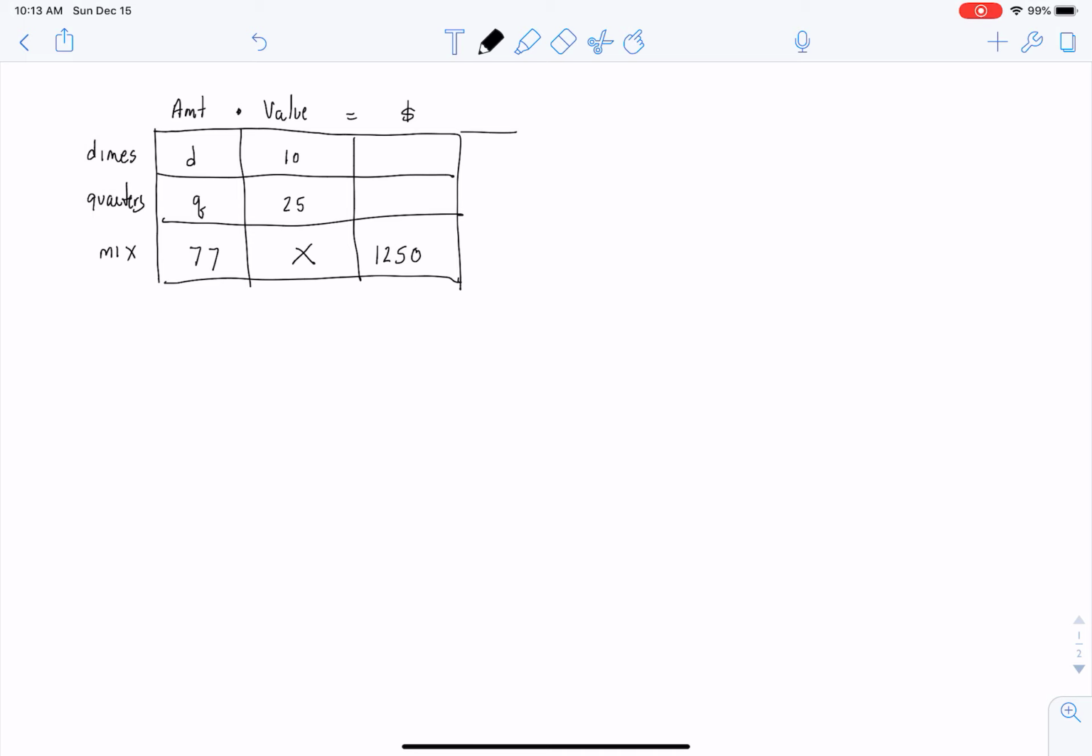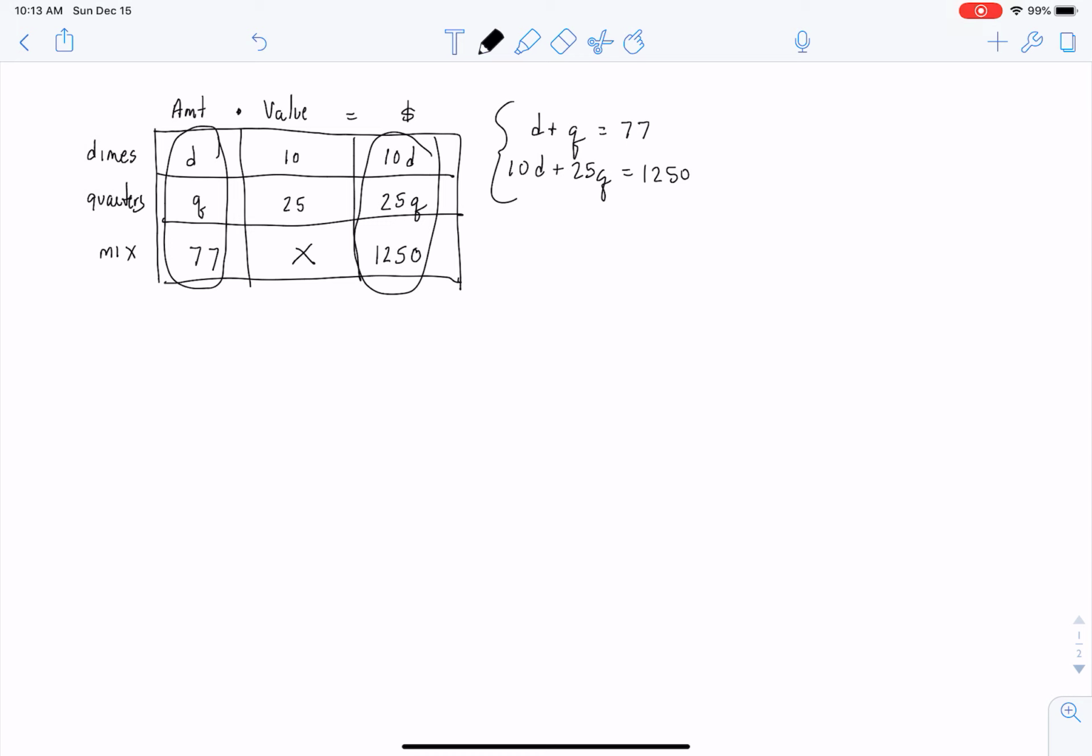And now you multiply across the top, right? So D times 10 is 10D, and Q times 25 is 25Q, right? And your two equations for mixture problems always come from the first and the last column. So the first one is D plus Q equals 77. And the second one is 10D plus 25Q equals 1250, right?